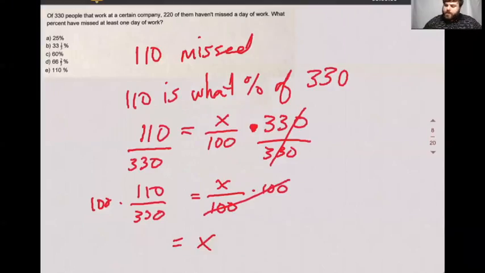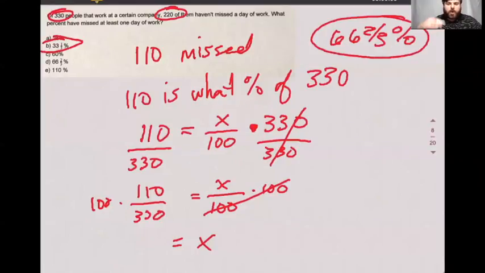Now remember, this one's very similar to the last one. If you had done 220 out of 330, you would have gotten 66 and 2/3%. Just remember that that's the percent that we don't want. So you would take that away from the total, and the total is 100%. So if you had done 100% minus that amount, that percentage of people that hadn't missed work, you'd find the rest, which have missed at least one day of work.